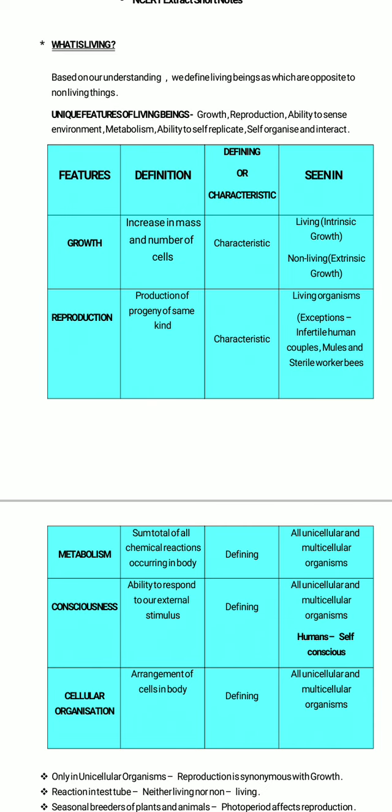Then reproduction. Reproduction is the production of progeny of the same kind. It is also characteristic. Why? Because not all living organisms reproduce. The exceptions are infertile human couples, mules, and also sterile worker bees. So these are all exceptions here. If it has exceptions, it is characteristic. No exceptions means it is a defining property.